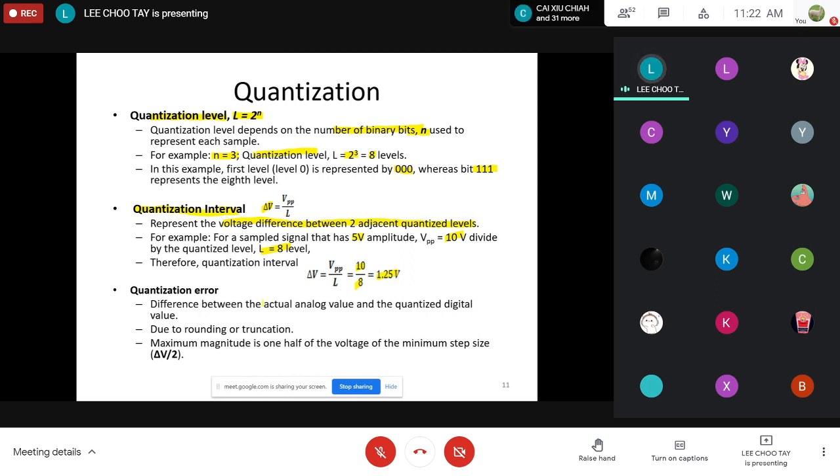Why do we need to know the quantization interval? The quantization interval helps us to know the quantization error. Quantization error is the difference between the actual analog value and the quantized digital value. Remember, during the quantization process, we round off our amplitude to certain values. So the difference between the actual value and the rounded-off value is the error. The maximum quantization error is half of the minimum step size, or what we call the quantization interval. That is delta V over 2.